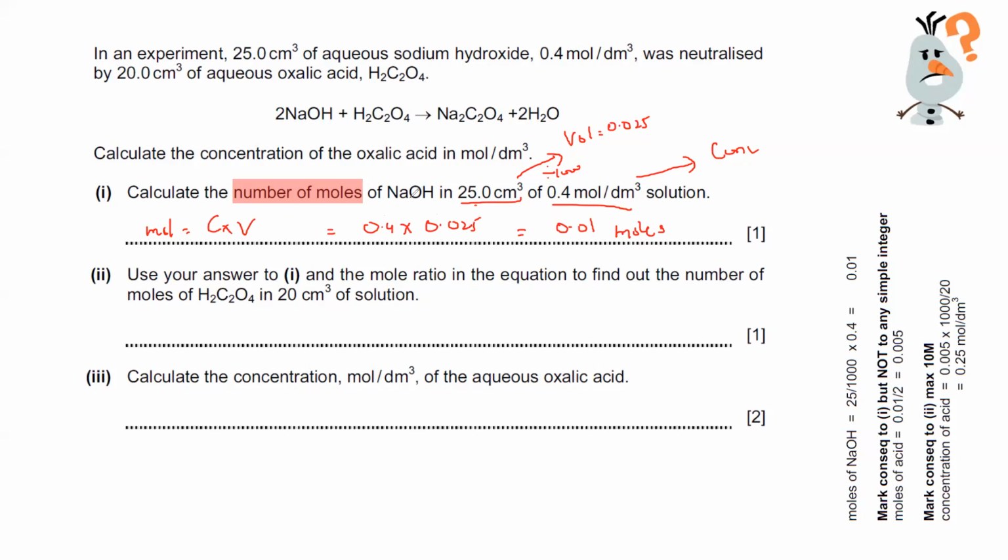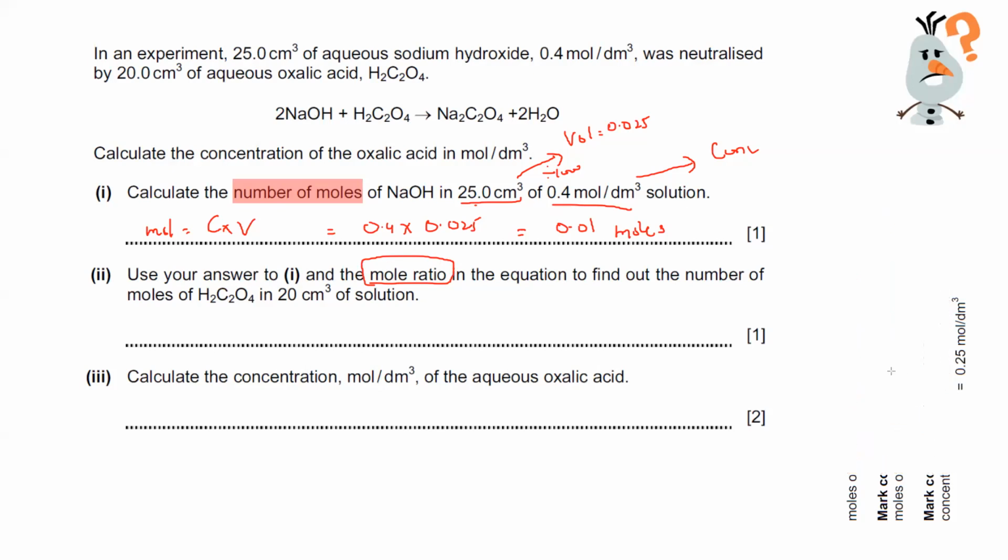Now the second part: use your answer and the mole ratio. Mole ratio means you have to use a ratio to get the answer. Sometimes they give you the hint in the question that you have to use a ratio. So what ratio will we use? We already worked out the moles of sodium hydroxide, and we need the moles of oxalic acid, which is H2C2O4.